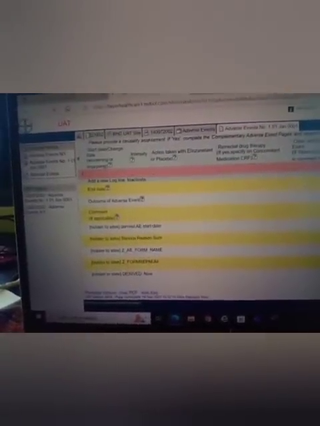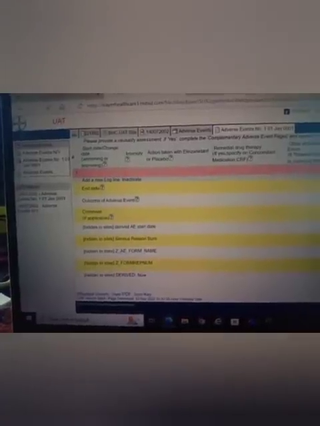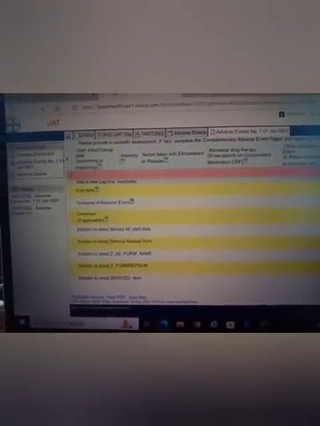I hope this will help you while you raise queries and close queries when you open Medidata Rave.